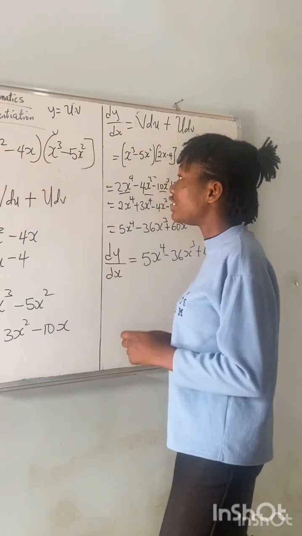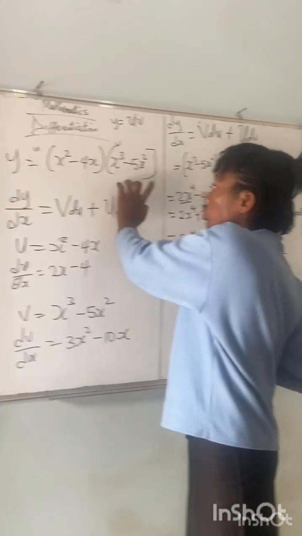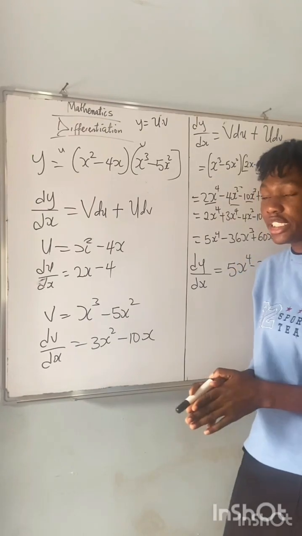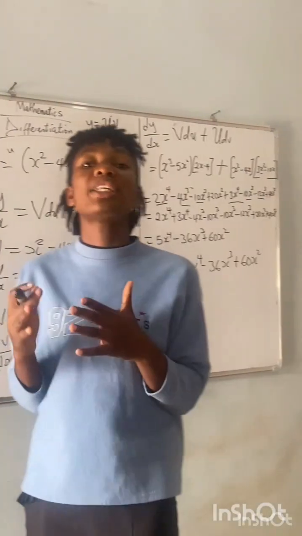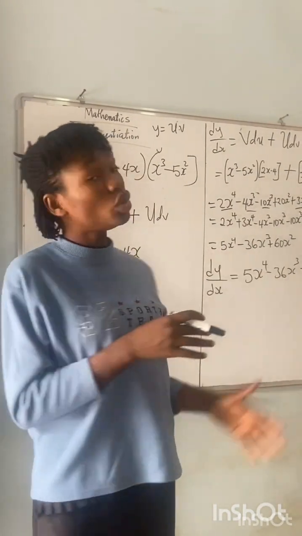We have differentiated this where y is a function of the product of two expressions. We have used our formula to differentiate this. You get your u and your v. So with this, we have successfully come to the end of differentiating using our product rule.